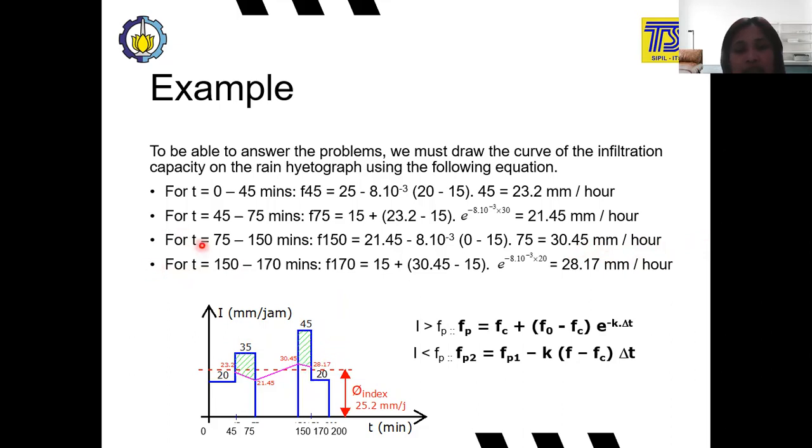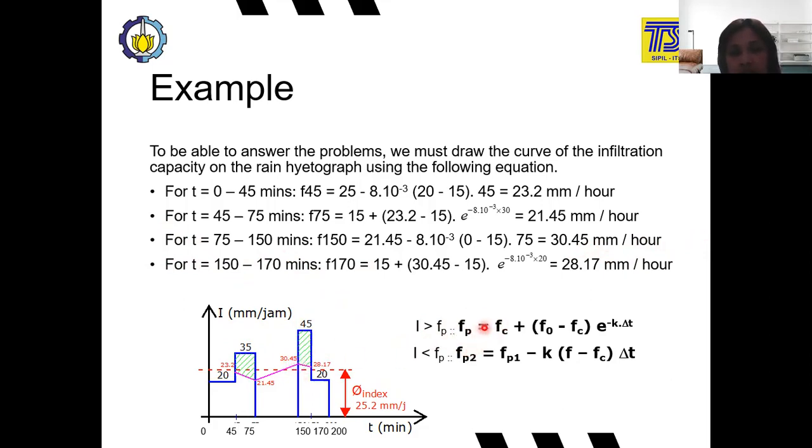For the next time step, it will be 150 until 170 minutes. And then we compare it. It has 45 rainfall intensity. Because this rainfall intensity is bigger than this FP, the FP is from the previous one, 30.45.